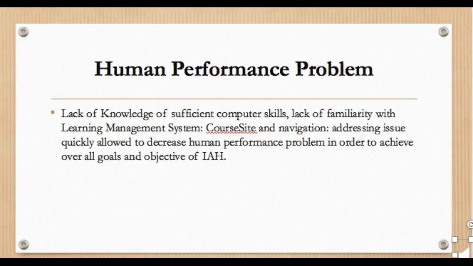Human performance problem. The lack of knowledge of sufficient computer skills, lack of familiarity with the learning management system, foresight, and navigation. Addressing issues quickly allowed to decrease human performance problem in order to achieve the overall goals and objectives of IAH.